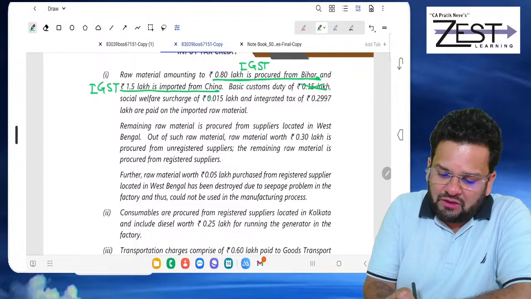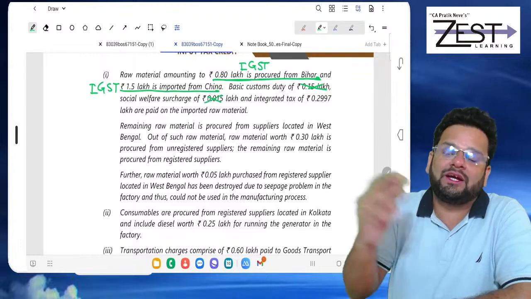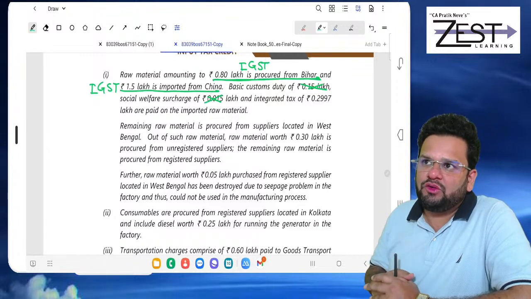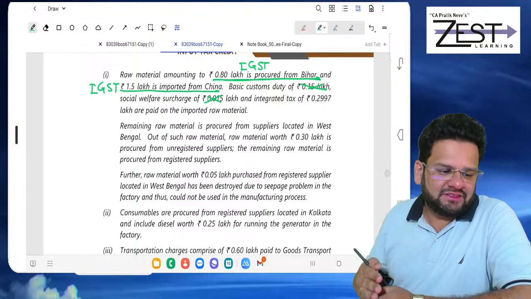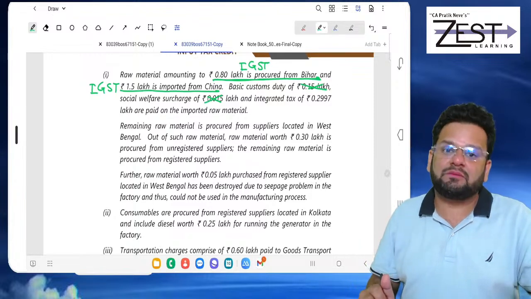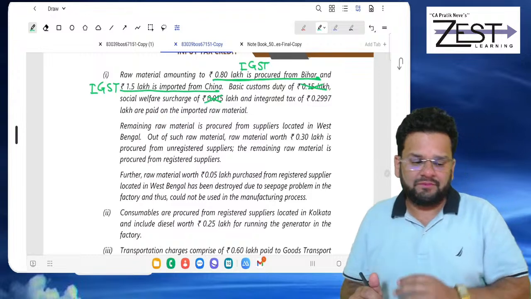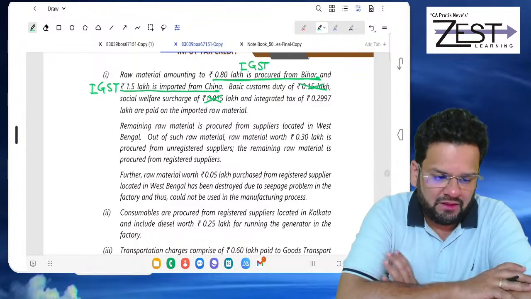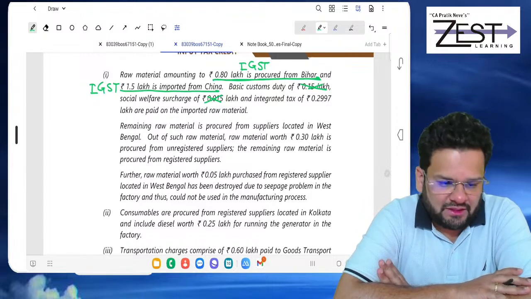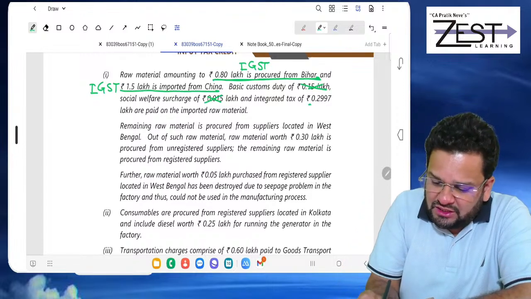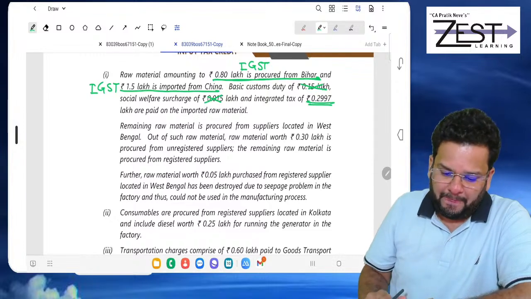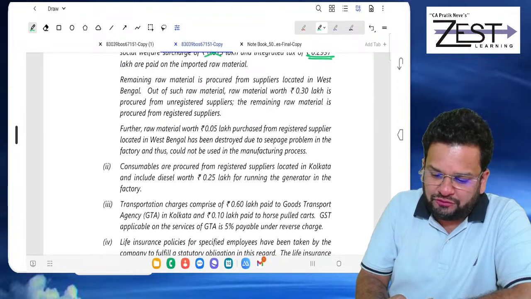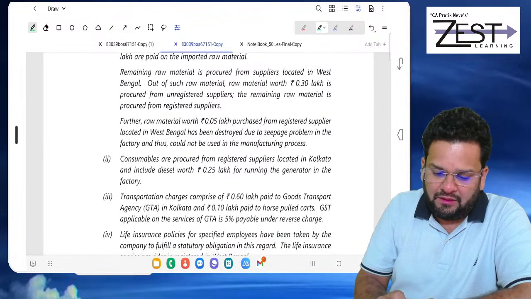Of social welfare surcharge also you don't get ITC. As you go ahead in customs, you will learn that when you import the goods, there is a BCD and SWS payable. Getting it? There is a basic custom duty and social welfare surcharge payable, but of that you don't get ITC. Of course, of IGST you will get ITC. Okay. Remaining raw material is procured from suppliers located in West Bengal.